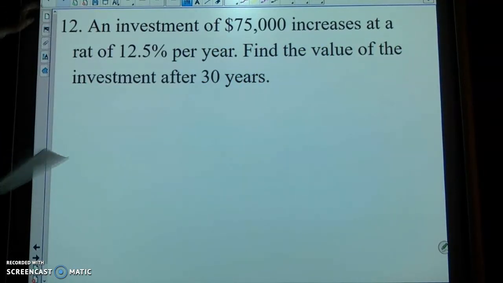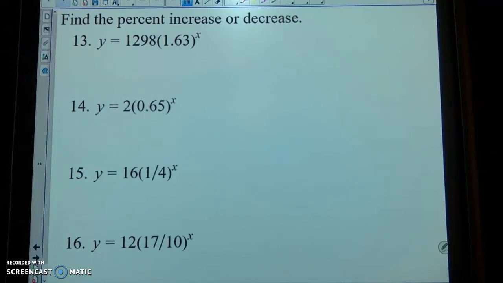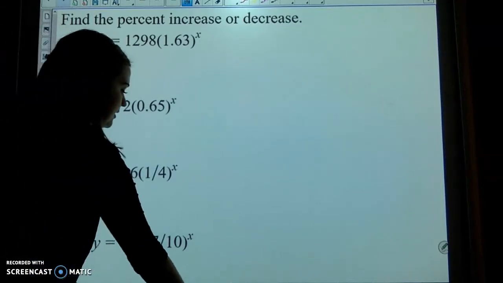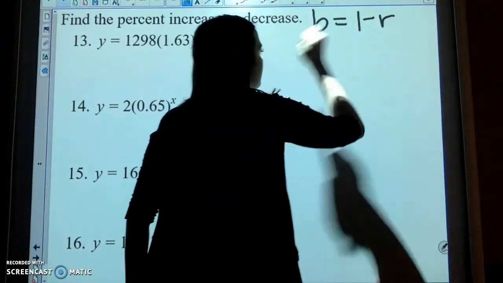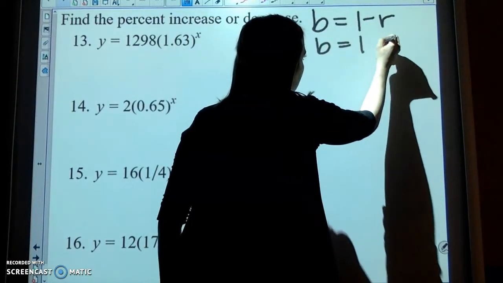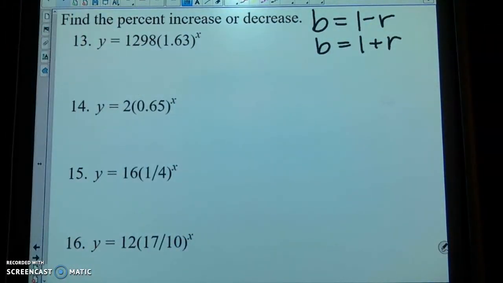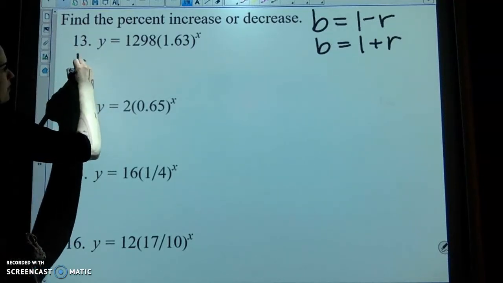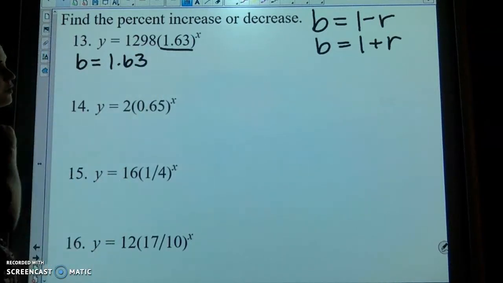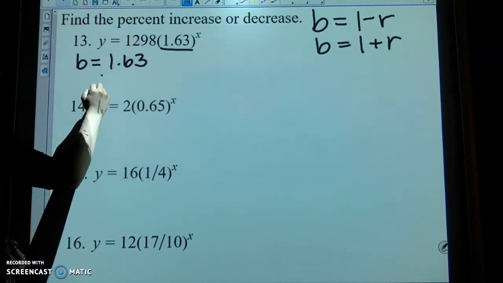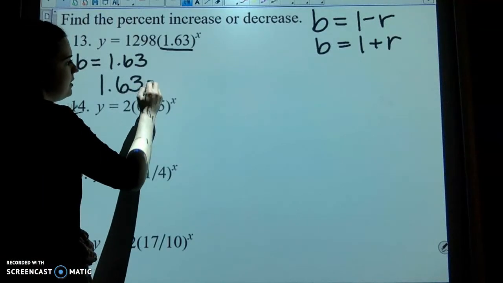And then the last thing we are going to do is find the percent increase or decrease. So this is going to be going back to that r value practice. All right, so let's look at it. We know that, I'm going to write it up here, b is equal to 1 minus r, or b is equal to 1 plus r. So if we know b is equal to 1.63 here, we can fill that in. So we go 1.63 is equal to 1.